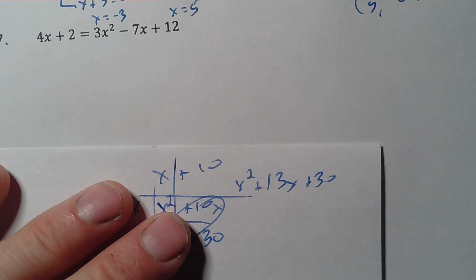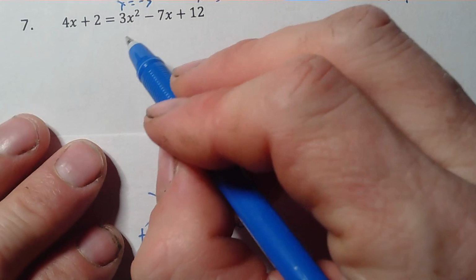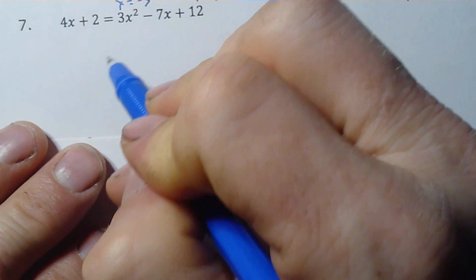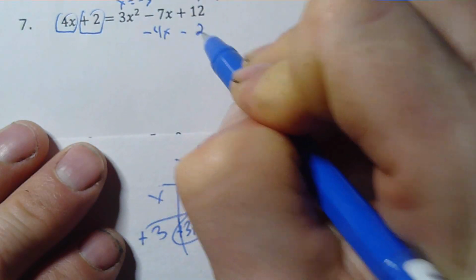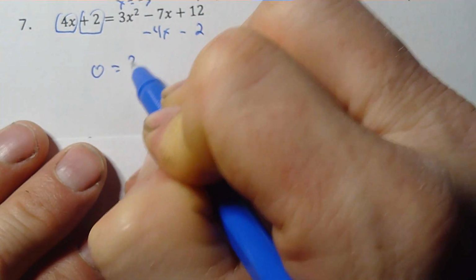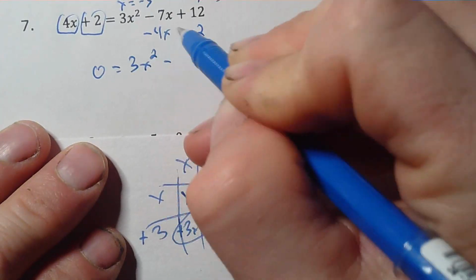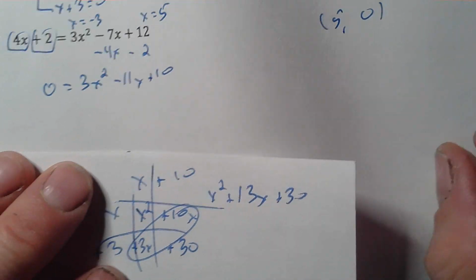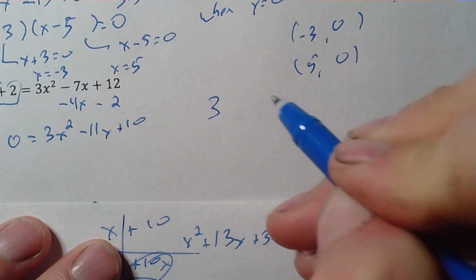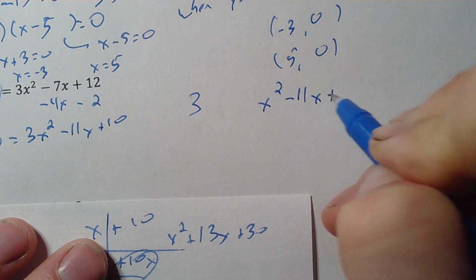Okay, so here's one with 2 x's and everything's kind of scrambled all around. I'm going to keep my 3x squared positive, so I'm going to move the 4 to this side, making it -4, and I'll move the 2 to this side, making it -2. So 0 on that side equals 3x squared minus 11x plus 10. I have to slide and divide this one now. So I'm going to slide the 3 over and rewrite x squared minus 11x plus 30.